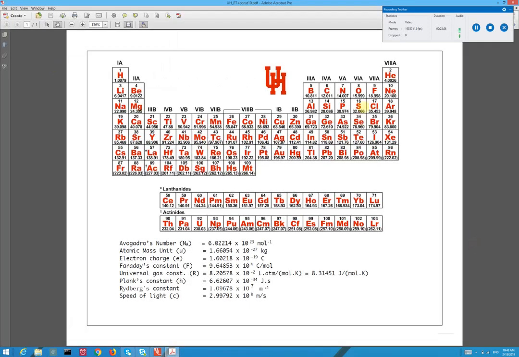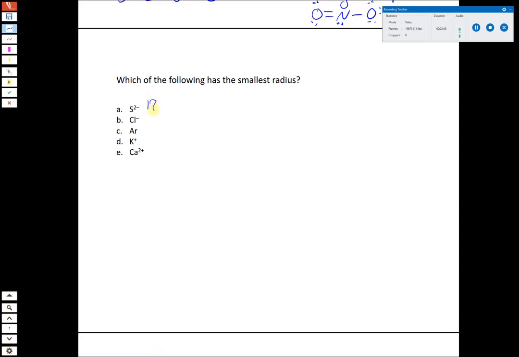S2 minus: sulfur has 16, we add 2, so we have 18 electrons. Cl minus: chlorine has 17 electrons, Cl minus would have 18. We have argon, which has 18 electrons. K plus: K has 19 electrons, but we take off 1, so it has 18 electrons. Calcium has 20 electrons, remove 2 electrons, so calcium 2 plus is 18. So all of these have 18 electrons, which means they all have the same electron configuration. All of these have the argon configuration.